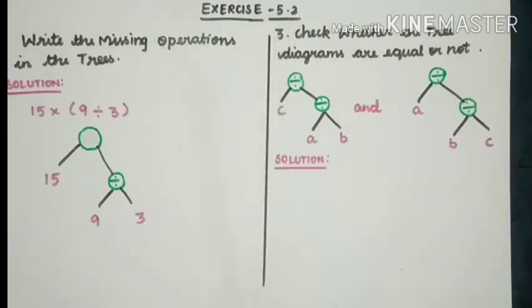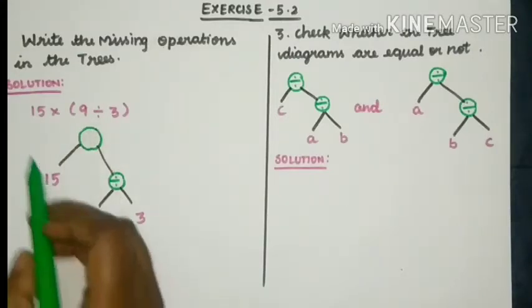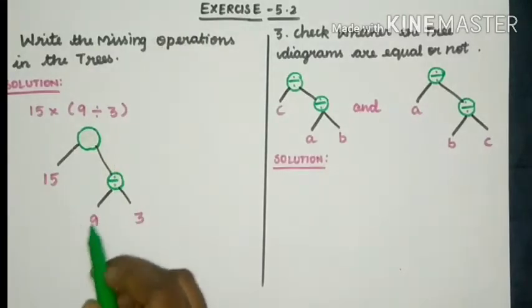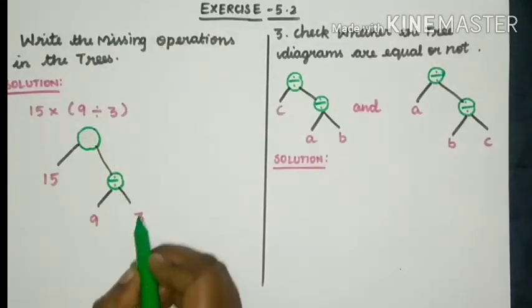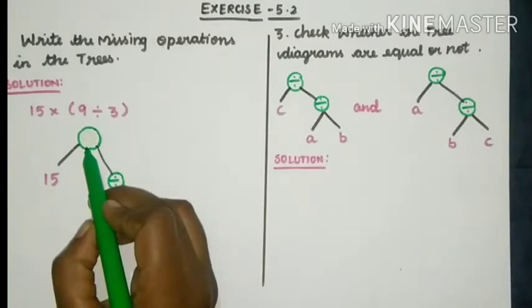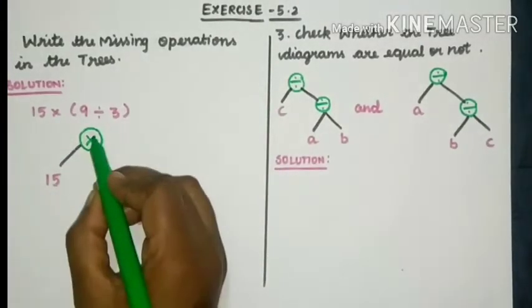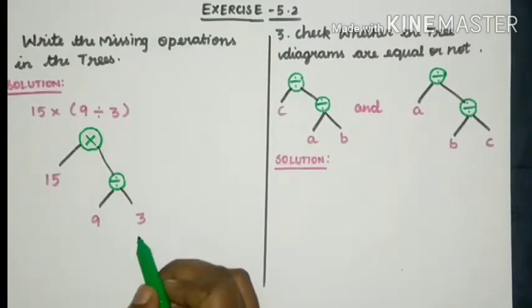Exercise 5.2. First sum. Write the missing operations in the trees. 15 into 9 divided by 3. See here you have to find the missing operations here. 15 into 9 divided by 3. 9 divided by 3 is given. Which operation we have to complete here? Yes, multiplication. 15 into 9 divided by 3.